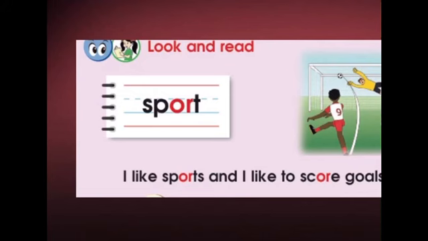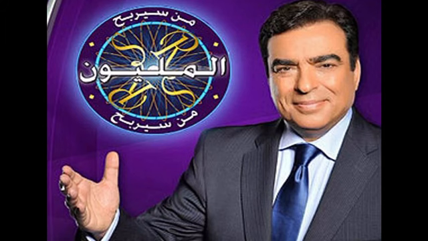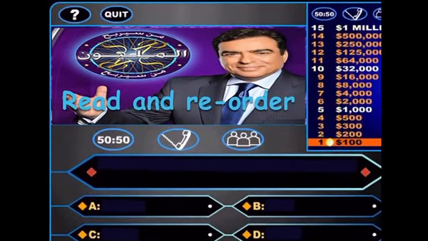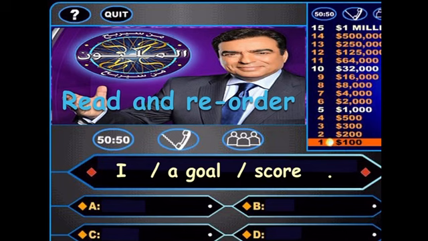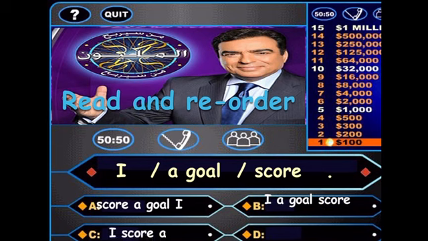Okay, my friends, look and read. Sport. I like sports and I like to score goals. Now, Shabab, here, read and reorder. I, a goal, score. I score a goal. So here, Shabab, I score a goal, number C, yes.